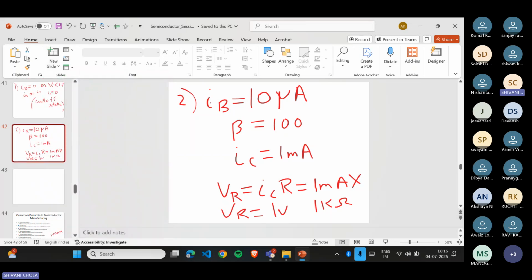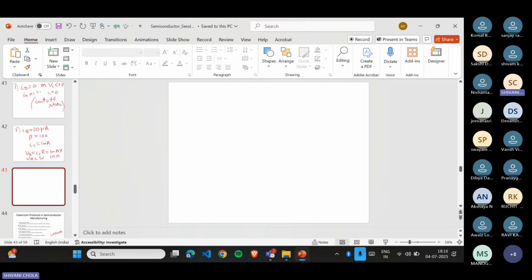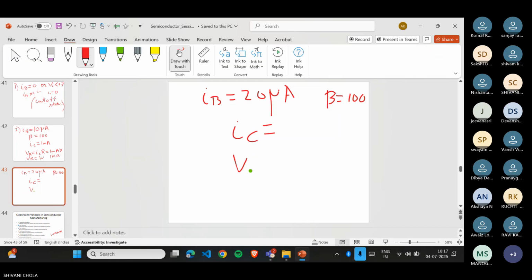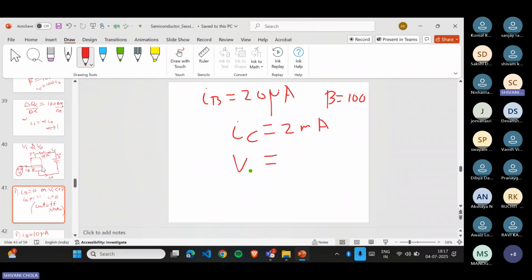Now, my friend, let's increase the current of this IB. Initially it was 10 microampere, right? Now my intention is to increase this current to 20 microamperes, and beta, still we are using beta as 100. So what will be the value of IC and what will be the potential at the green point? Don't calculate, and tell me the value of IC. It will be 2 milliampere. And can someone just quickly calculate the potential at this green point?